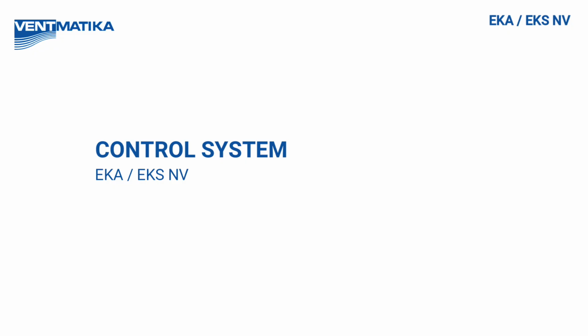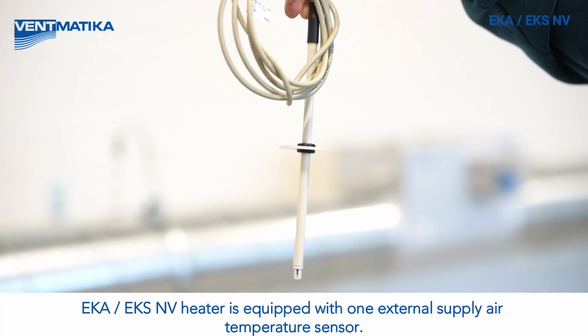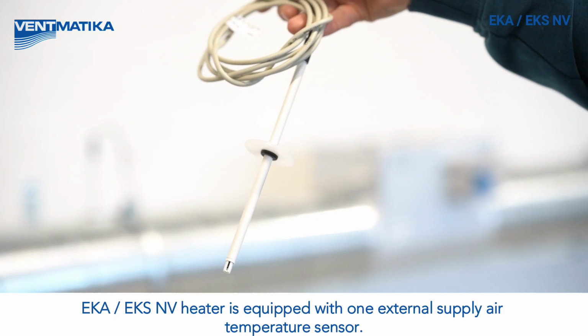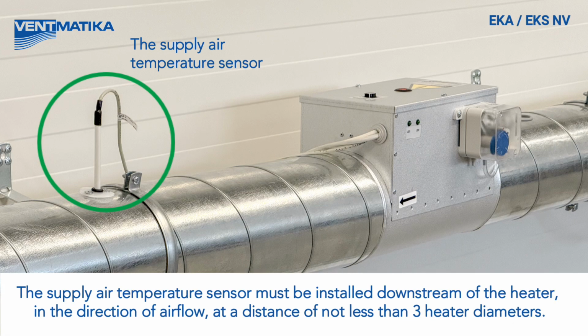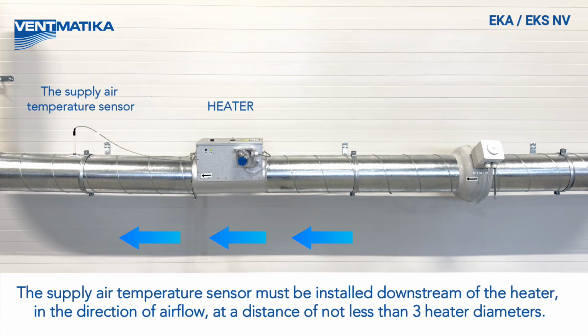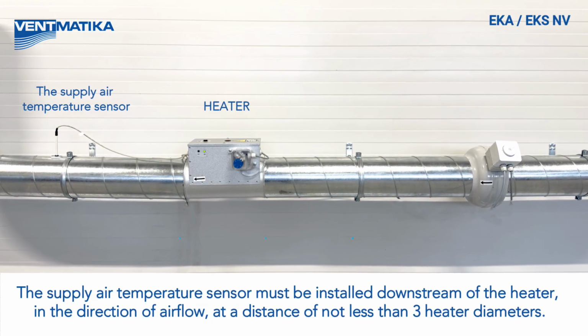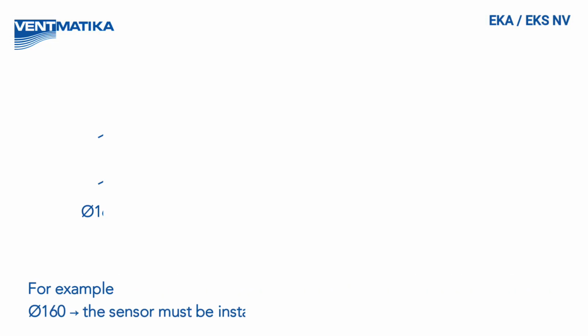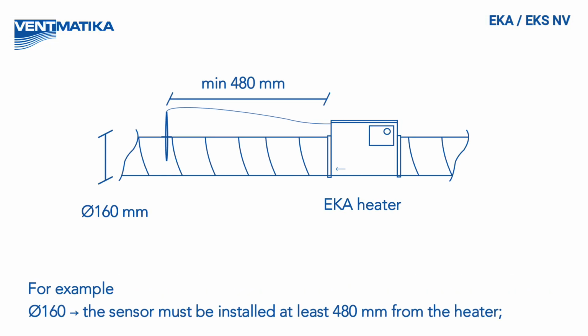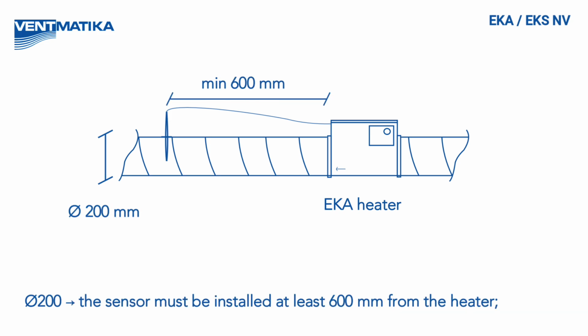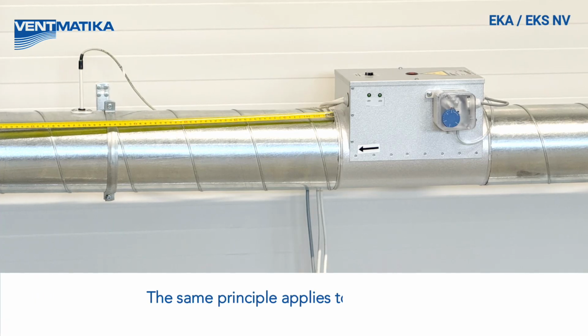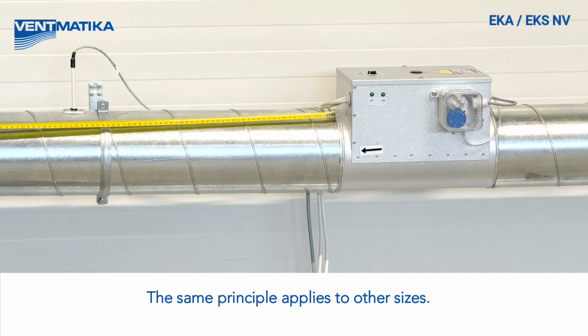Control system. This heater is equipped with one external supply air temperature sensor. The supply air temperature sensor must be installed downstream of the heater in the direction of airflow at a distance of not less than 3 heater diameters. For example, diameter 160, the sensor must be installed at least 480 millimeters from the heater. Diameter 200, the sensor must be installed at least 600 millimeters from the heater. The same principle applies to other sizes.